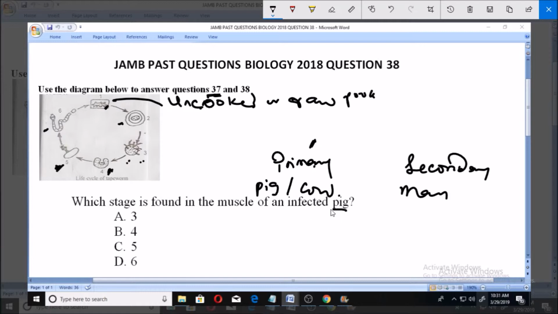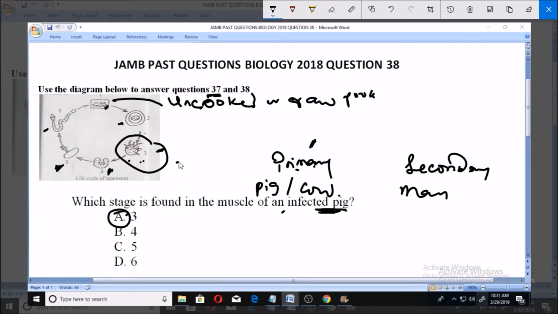And the primary host, here we're talking about the pigs. So when it starts developing hooks, like I say, 6 hooks, that is when it starts getting attached to the primary host. So you can see that this stage 3 is likely the stage where it gets attached to the muscle of the infected pig, because we say that at this stage it adheres to the muscle of the primary host.